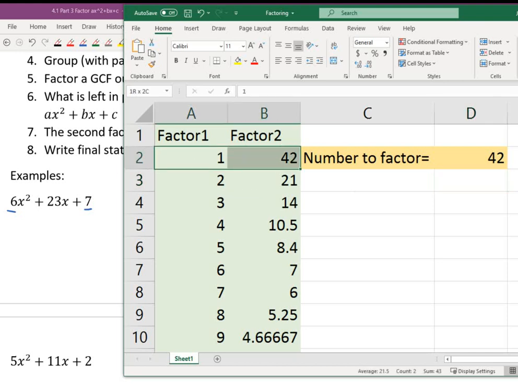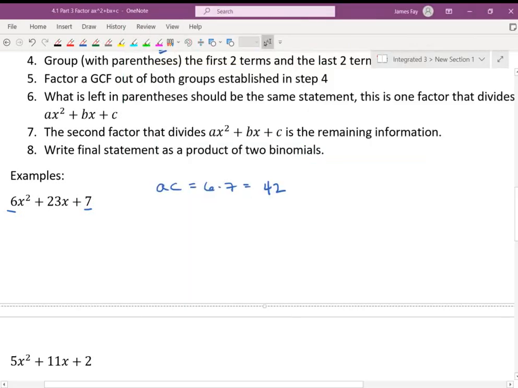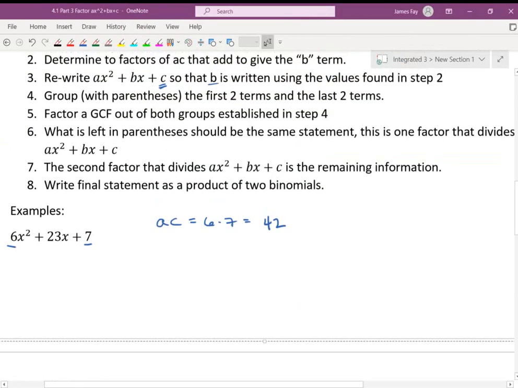Remember the factors, so 1 and 42 are factors. Do those two add up to give me 23? Yeah, those two are the ones that add up to give me 23, right? So those are the ones I'm going to choose. So this is where we come into step 3, okay? So the numbers I'm using here for 42 are 2 and 21.